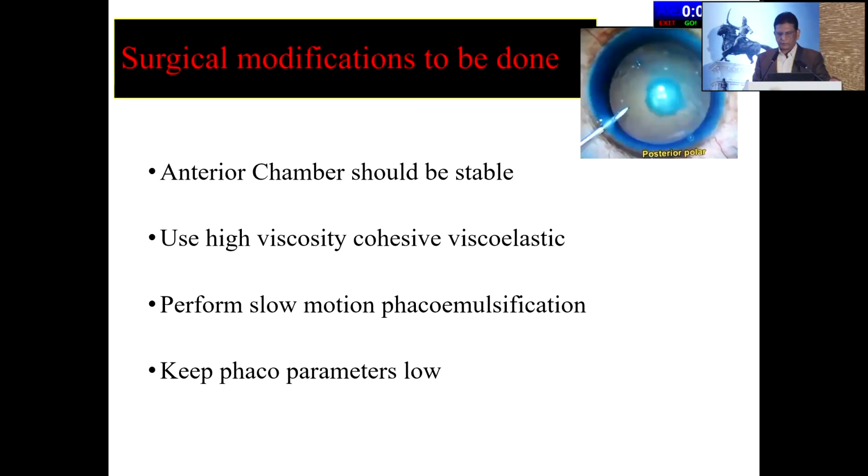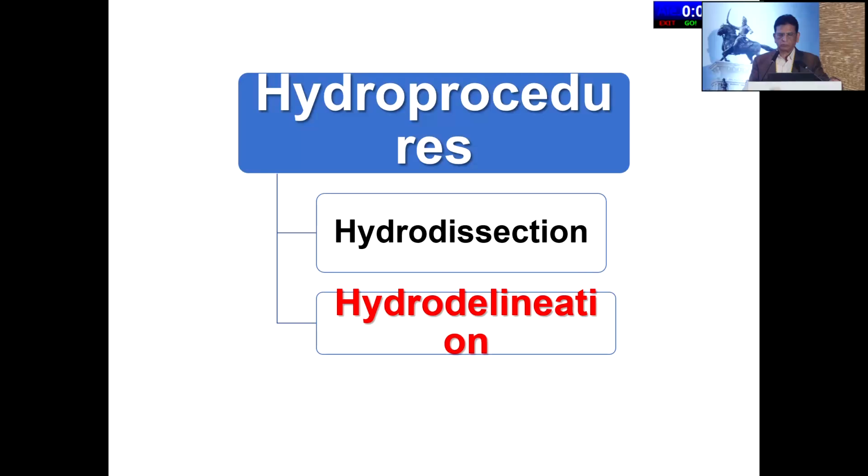Some surgical modifications are to be done. The anterior chamber should be stable. Use a high-viscosity, cohesive viscoelastic. Perform slow motion phaco and keep phaco parameters very low. Now come to the hydro procedures. Hydrodissection should never be done, and one should prefer hydrodelineation.